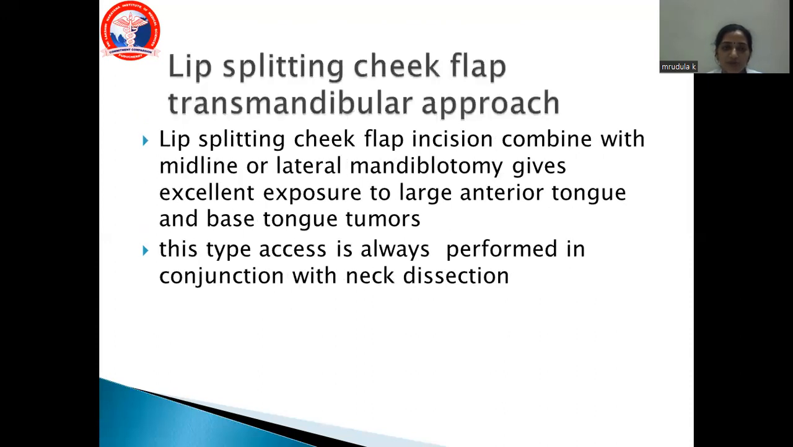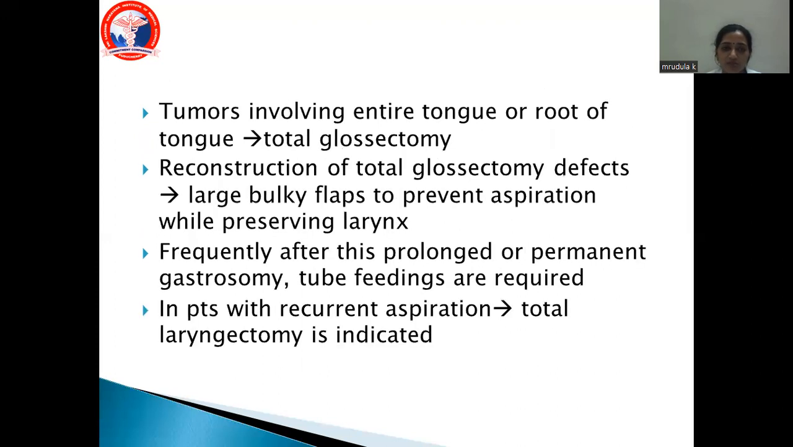So the lip splitting or cheek flap transmandibular approach: the lip splitting cheek incision is combined with the lateral mandibulotomy, and it gives an excellent exposure to the large anterior tongue and base of the tongue, and it is done along with neck dissection.